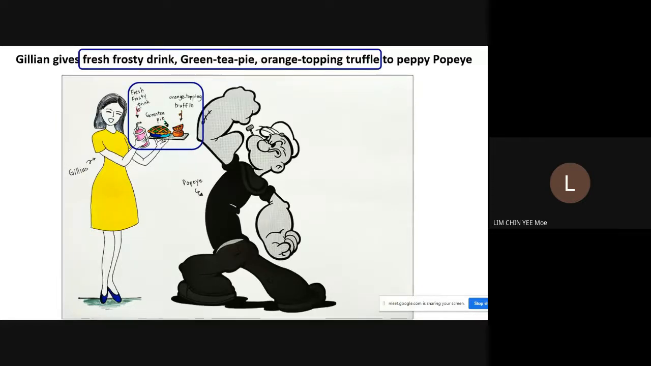So, fresh frosty drink, like frost, ice, frost. Green tea pie, mesti sekali lah, green tea pie. And then orange topping truffle is like a kind of chocolate. So, these three foods together, bagi siapa? To Peppy Popeye. Peppy means very energetic, okay? Popeye dekat sini boleh nampak lah dia memang muscular, so very energetic.